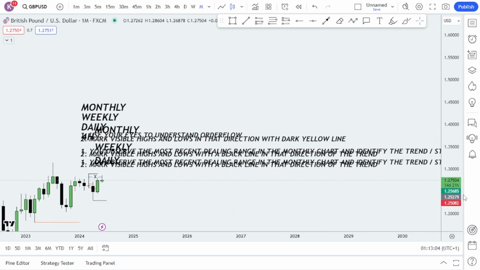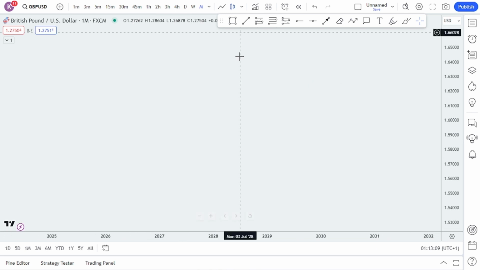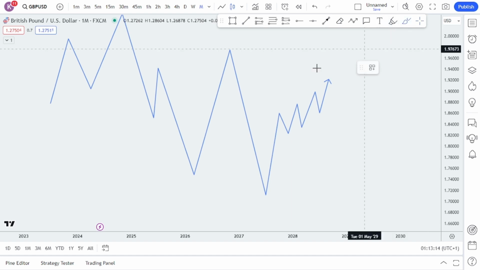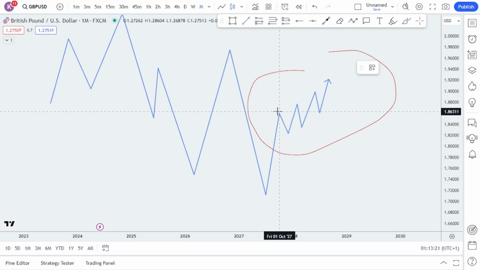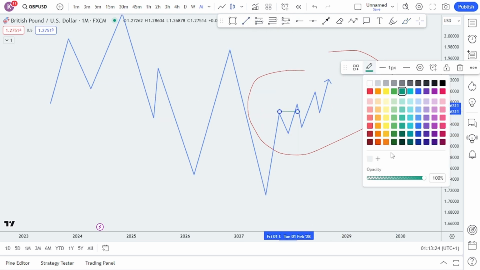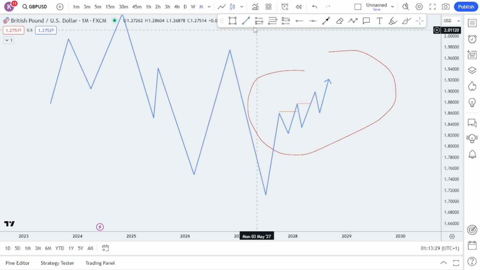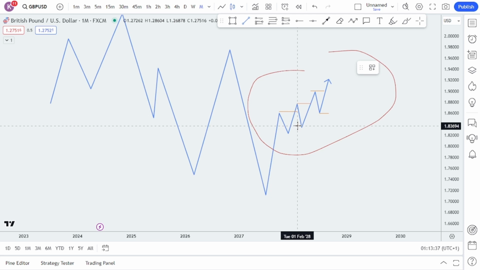What's our first rule? You use your eyes to understand the order flow. So how do you use your eyes to understand the order flow? You must first of all look at the most recent activity, what the market is doing recently. Then look at the order flow. What's the market doing? It's going up. As you can see, it's creating higher highs and higher lows. So you use a dark yellow line to mark up the highs and lows. Very simple.